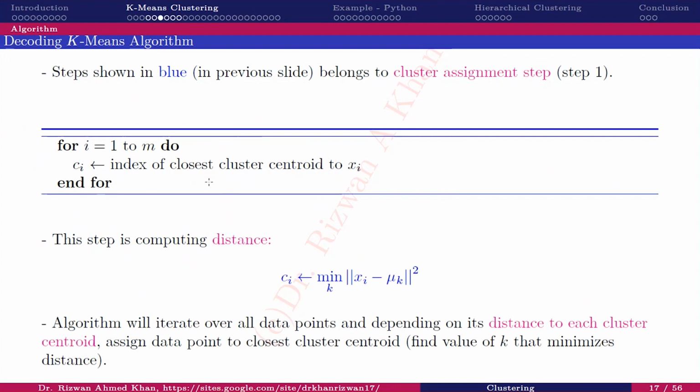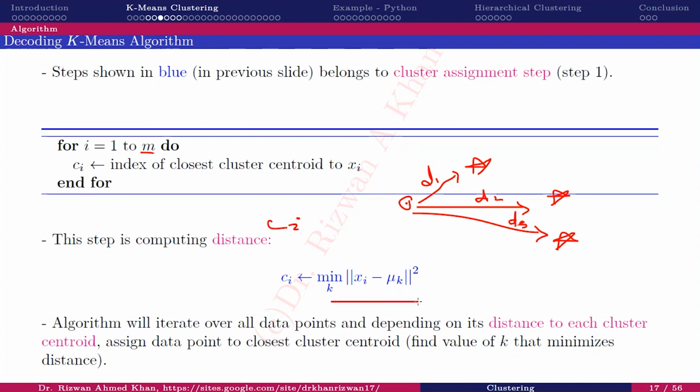What we are doing over here is, we have a data point. This step is iterating over all the data points. So let's say if this is the data point, it will find the distance to all the cluster centroids. So if these three are the cluster centroids, it will find this distance. Let's say this is D1, it will find distance D2, and the distance to cluster 3 will be D3.